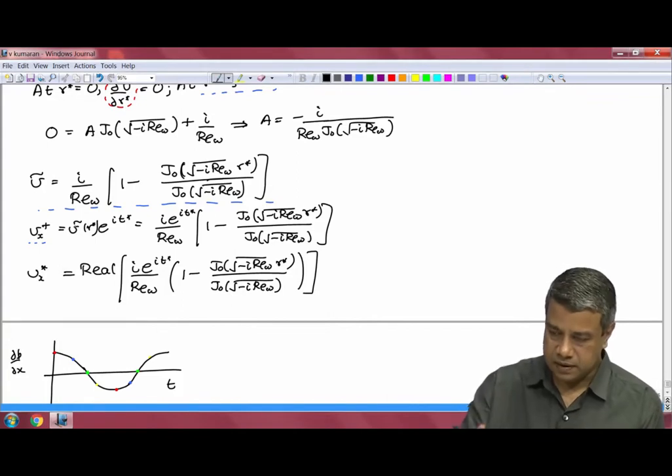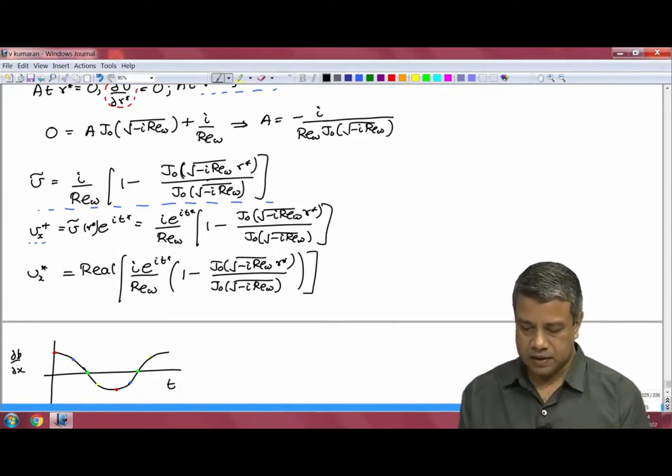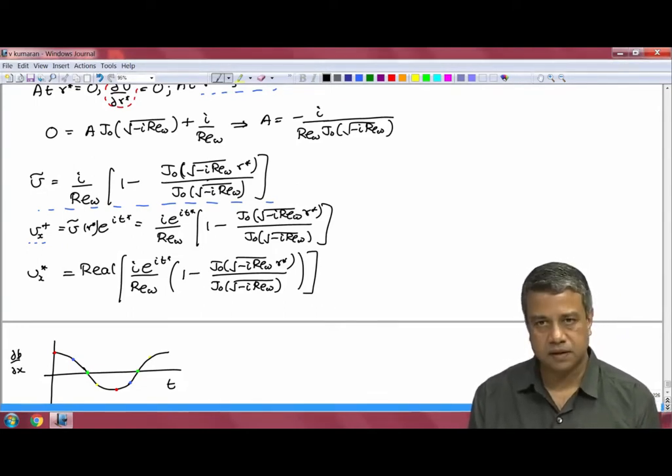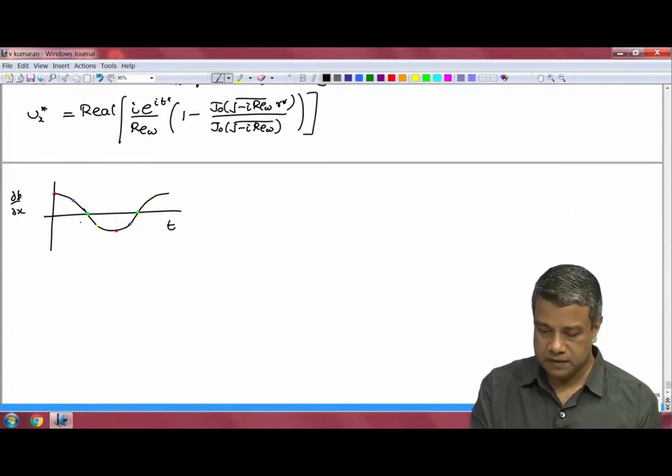V tilde of r times e power i t. So, I have to multiply by e power i t, take the real part, and then I will get the real velocity. And you can solve this numerically.